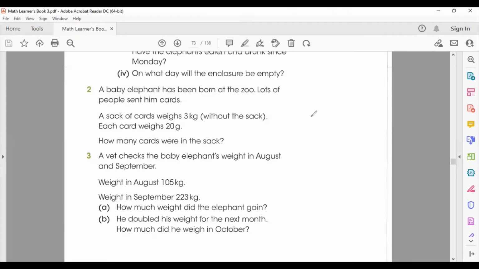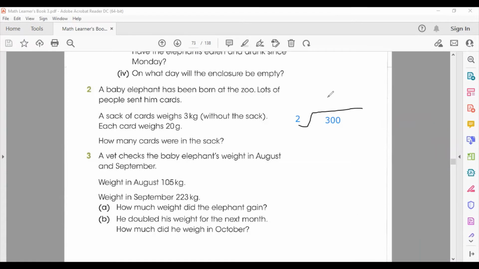So let us do it. 3 kg, because the unit should be the same. This is kg, so this should be kg. If this is gram, this should be gram. So 3000 divided by 20. We take 1 zero from here, and also from 20 we take 1 zero, or you can say we cut 1 zero with 1 zero because we are dividing. So now it's easy for us to divide.